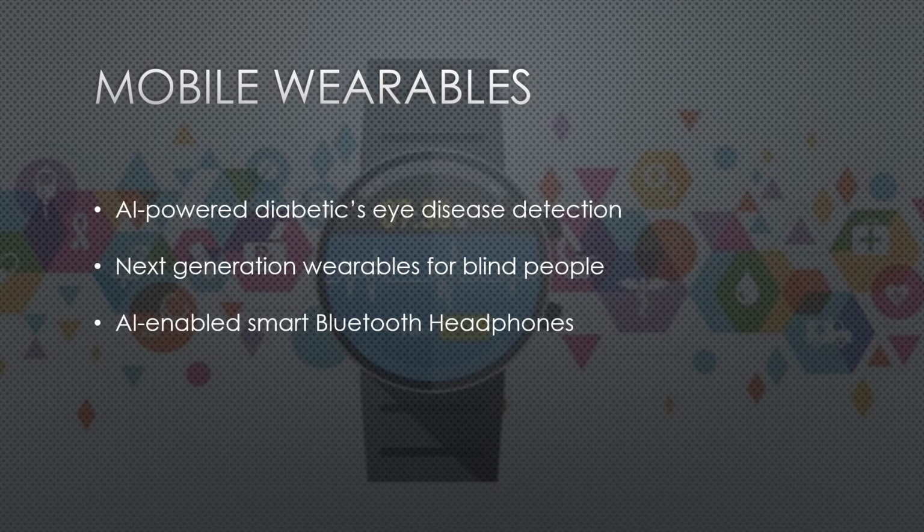Another example is next generation wearables for blind people. These wearables detect obstacles on the user's path using ultrasound and notify them about those obstacles so users can safely navigate around objects around them.